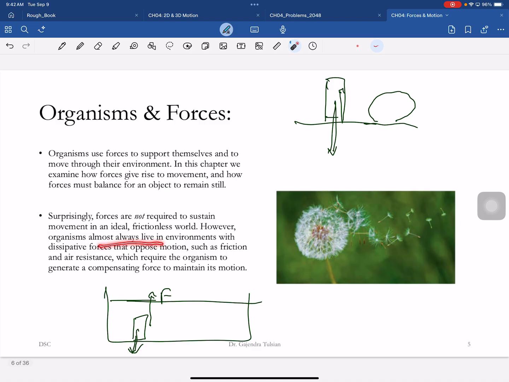But we live in an environment where there's friction all the time, with dissipative forces. So for instance, why did that stop? Friction force. So if I want to keep it moving, I have to keep applying force. A bug underwater, a fish in water, has to keep applying force to move, because there's a lot of friction there.